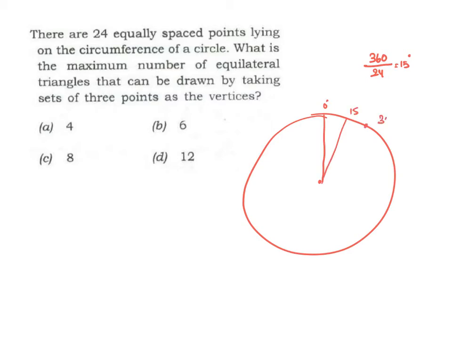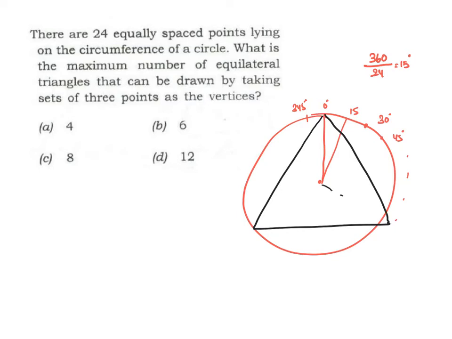Then it is at 30 degrees. This is at 45 degrees. It goes on. The last one is at 345 degrees. Suppose you want to form an equilateral triangle, so from here to here, this should make 120 degrees. Here also 120 degrees. Here also 120 degrees, which means a point at 120 degrees, then a point at 240, then a point at 0 or 360.